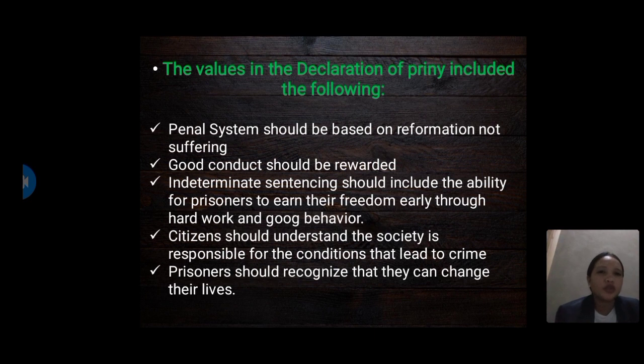Pioneers include the following. The penal system should be based on reformation, not suffering. Good conduct should be rewarded. Indeterminate sentencing should include the ability for prisoners to earn their freedom early through hard work and good behavior. Citizens should understand that society is responsible for the conditions that led to crime. Prisoners should recognize that they can change their lives.